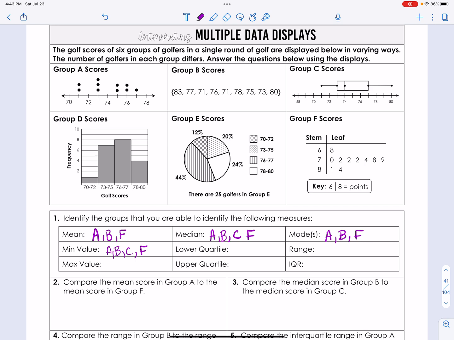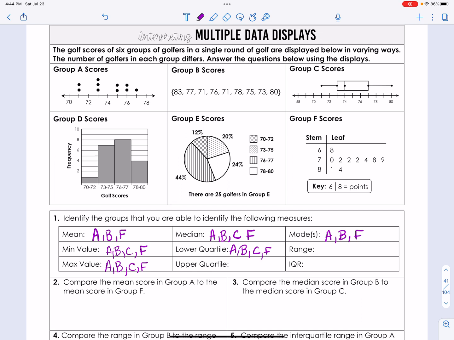And I'm just going to jump down and do the max value. Isn't that going to be the exact same answer? You can see it in those, but you can't see it in D and E. The lower quartile, I could figure it out in A. It would take a while. I could figure it out in B. I can see it in C. It is, what, 73? And I could figure it out in F, okay?